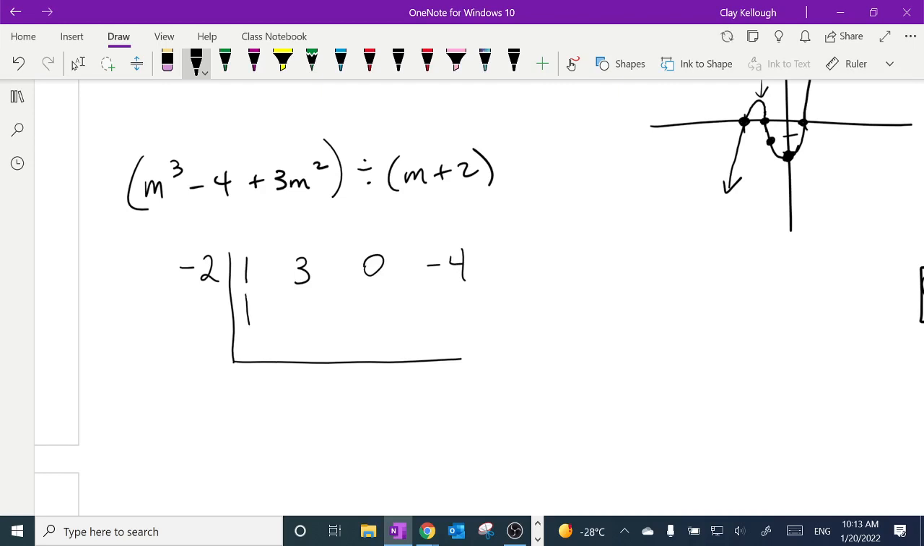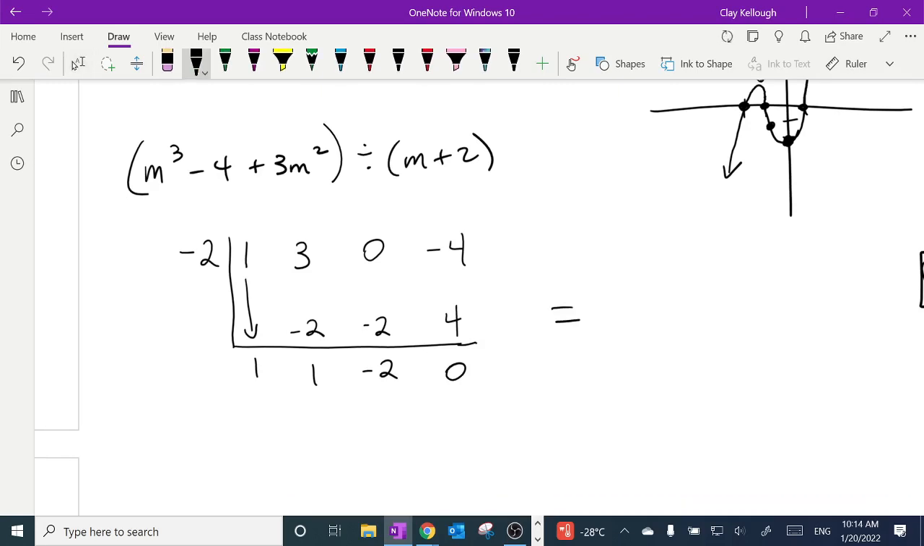All right, bring down the 1. -2 times 1 is -2. Add. Remember, you're not subtracting here, you're adding. 3 add -2 is 1. -2 times 1 is -2. 0 plus -2. And then -2 times -2 is 4. Hey, it's another one with no remainder. -4 plus 4 is 0. So the answer to this is, since this was a cubic and this was a linear, when I divide, it's going to be an m squared. So there's 1m squared plus 1m minus 2 as my constant, and then there's no remainder. So we're done.